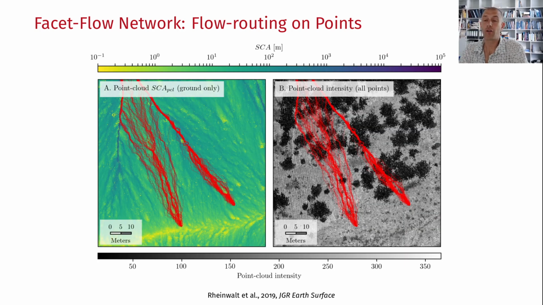This is specifically of interest to areas where you have dense vegetation cover. These are two examples here. You see the red dots indicating individual downstream particles, or water particles in that sense, that are migrating downstream. The color here is a specific catchment area, and this image on the right hand side shows the near infrared lidar intensity, where you have the vegetation in dark colors and the bare soil in lighter colors. This is where you would have no problems routing your flow through vegetation, because you can always be certain to find a downstream neighbor.